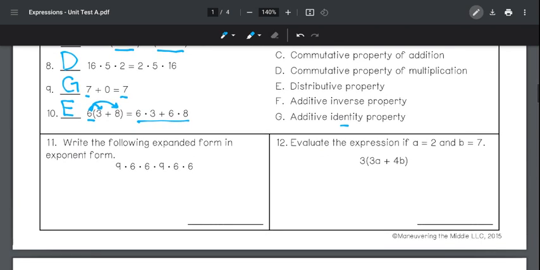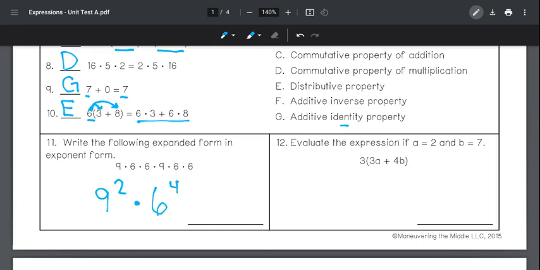Number 11, write the following expanded form in exponent form. All I needed to do was look and see how many 9s I had. So 9 to the second power. Keep our multiplication sign and figure out how many 6s I had. 1, 2, 3, 4. And there's our final answer.